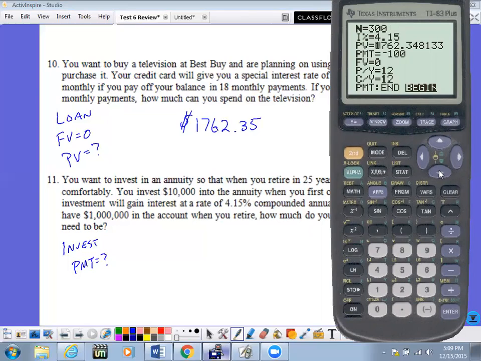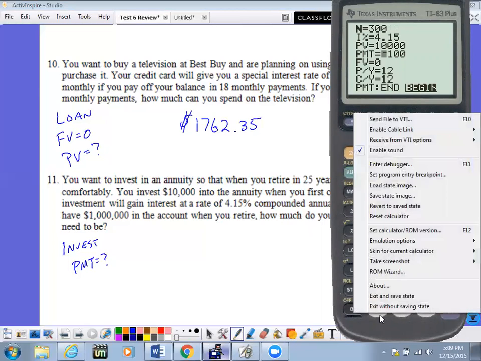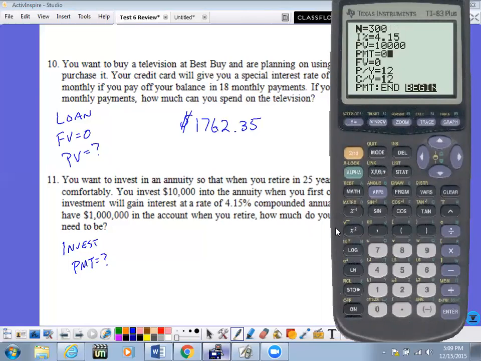Your PV is what we initially started with. That's your initial investment of 10 grand. Your payment is what we're looking for. I'm going to put a 0 there. So payment is 0. The future value, we want it to be $1 million.